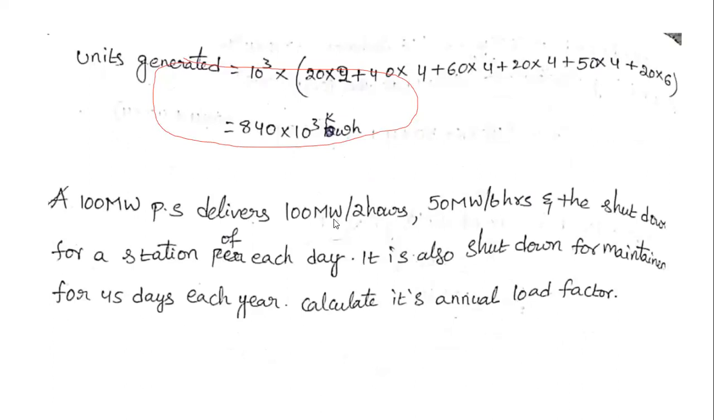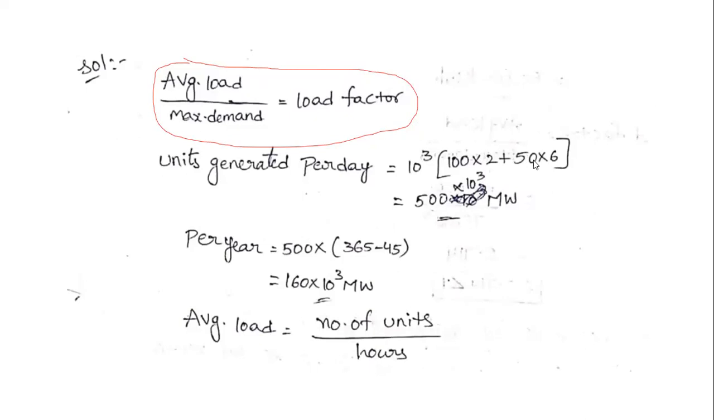That is 100 megawatts for 2 hours, that means 100 into 2, plus 50 megawatts for 6 hours, that means 50 into 6, plus 50 into 6. That is equal to 500 into 10 cube megawatt-hours. This is the number of units generated per day.